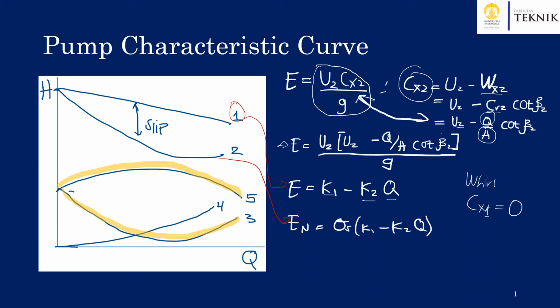If we consider all of the sources of the losses and so on, line 5 is the final form of the characteristic curve if we plot them based on head and flow rate. So line 5 is the final form of the characteristic curve of a centrifugal pump.